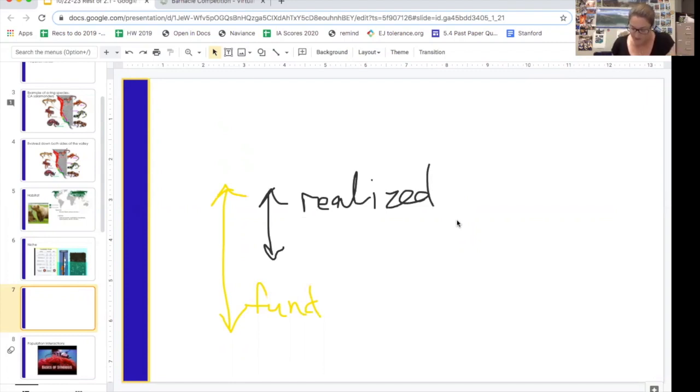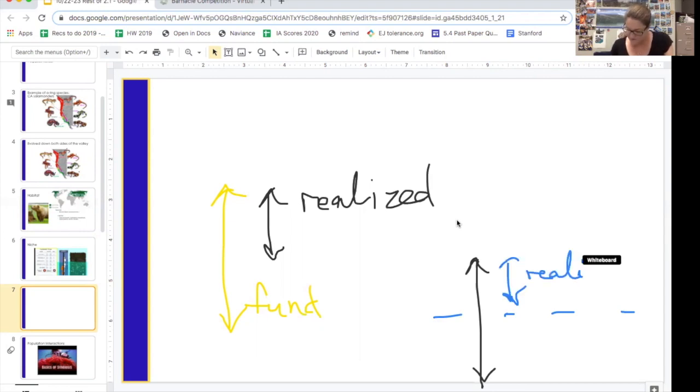For the orange barnacle, the orange one was capable of living from the mean low tide down, but where we had that low tide line, up to there, the snails were eating it. So its realized niche ends up being this, where its fundamental is that. You'll see the definitions of niche, fundamental niche, and realized niche on the document.